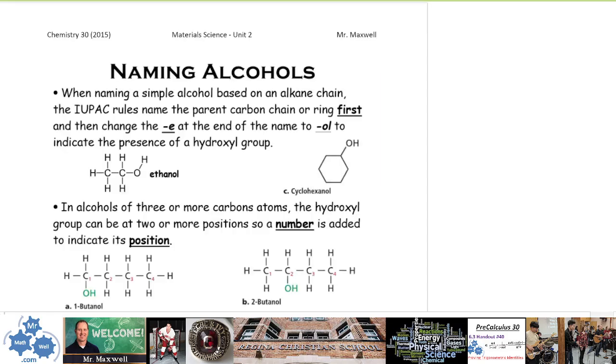So in naming, basically what you do is you take off the E on the end of a simple alkane chain and you put -ol at the end. That's pretty much it. So methanol, ethanol, propanol, butanol, and all that sort of stuff. If it's a cyclo, remember this is not benzene right here. It doesn't have the inner circle there. This is cyclohexanol. Cyclohexane with a hydroxyl group there.